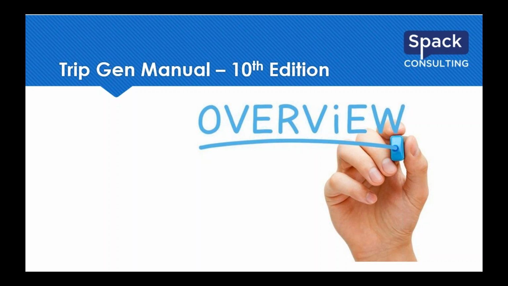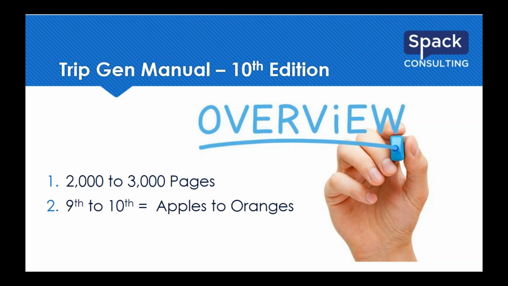Okay, so the overview. One big change, huge change, is the trip generation manual has blossomed from about 2,000 pages in the 9th edition to about 3,000 pages now. So there's been a lot of data added and a lot of land uses and a lot of different subsets that we're going to talk about today. The second one is just going from 9 to 10, and we've got it on there. It's apples to oranges.